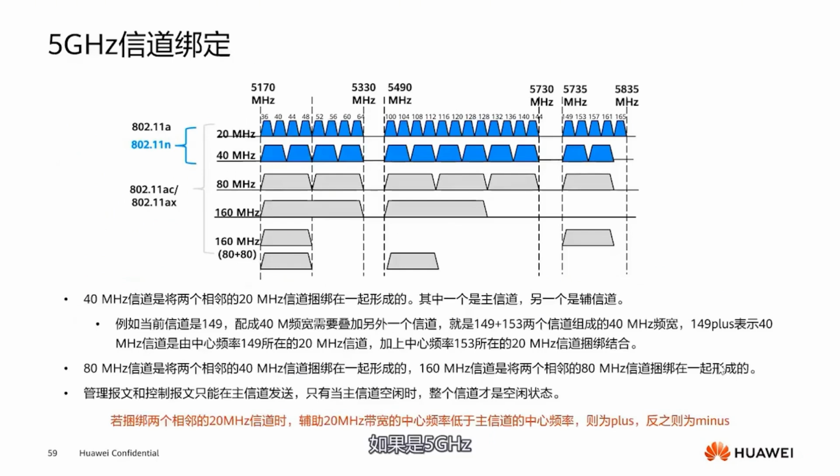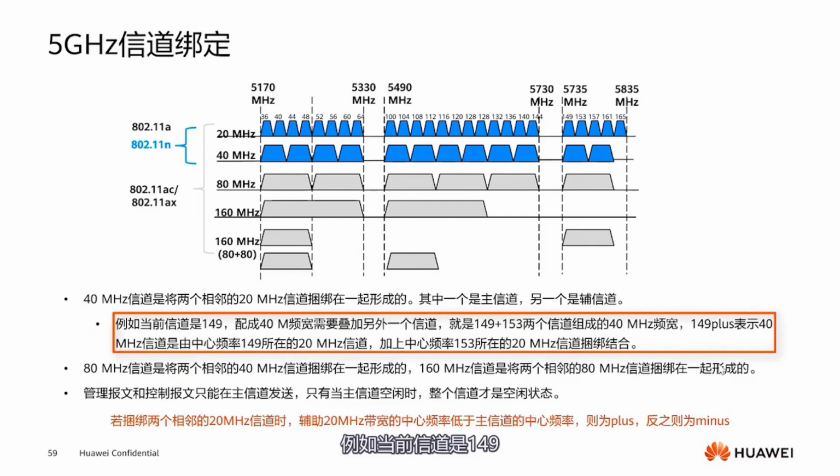For 5 GHz channel bonding, 40 MHz is achieved by bonding two adjacent 20 MHz channels, one being primary and the other secondary. For example, if the current channel is 149, to achieve a 40 MHz bandwidth, another channel needs to be added. That is, combining channels 149 and 153 into a 40 MHz bandwidth. 149+ indicates a 40 MHz channel formed by the 20 MHz channel at center frequency 149 and the 20 MHz channel at center frequency 153.